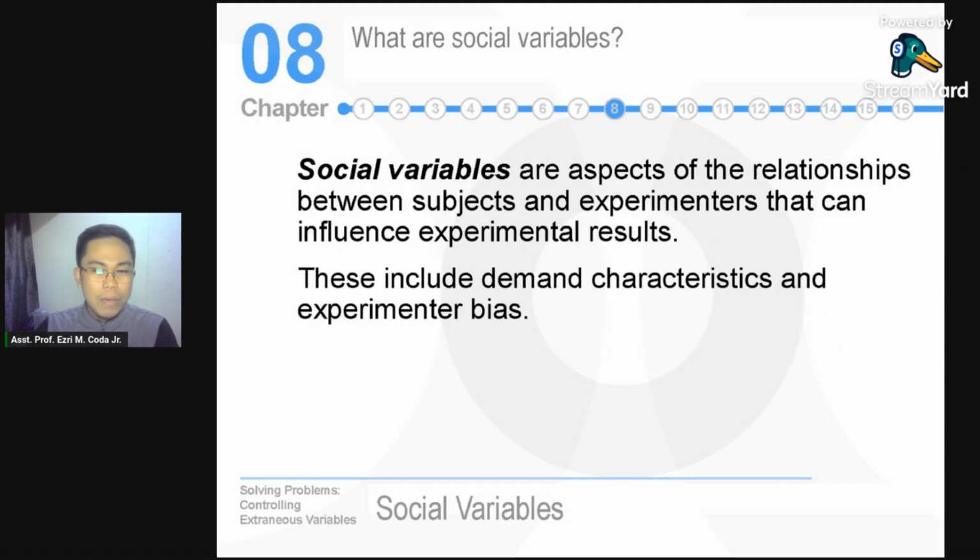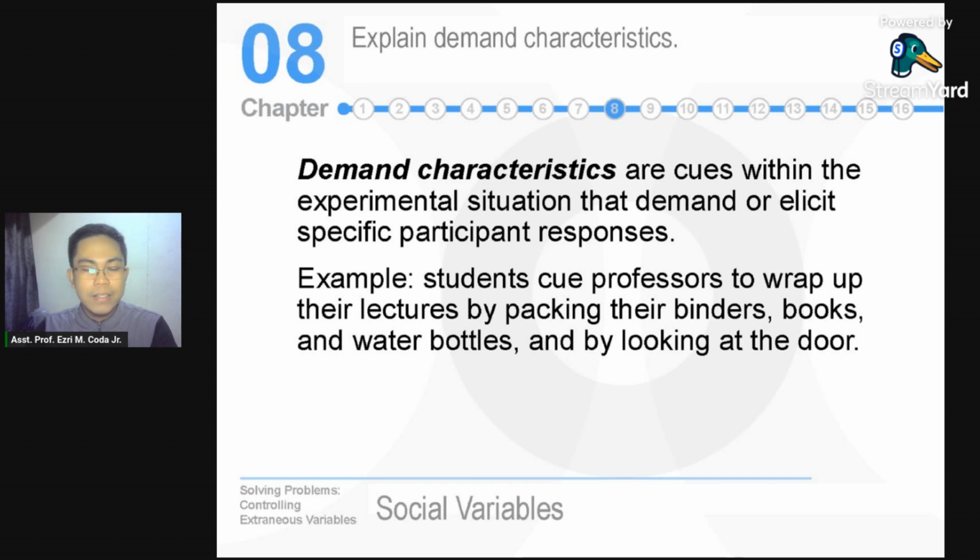Now, secondly, we have social. We already have discussed physical variables. Now, we have social variables. Ano ba ang mga social variables? Social variables are aspects of the relationships between subjects and experimenters that can influence experimental results. So this includes demand characteristics and experimental bias or experimenter bias. So kung sino yung nagkakandak, may bias siya. Sa research, may bias siya. So we have two, no? Demand characteristics and experimenter bias.